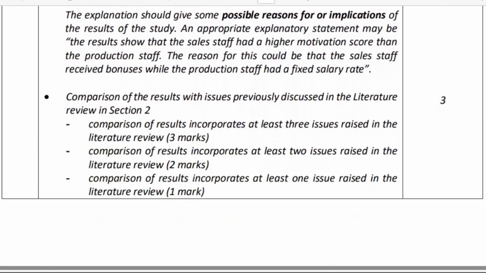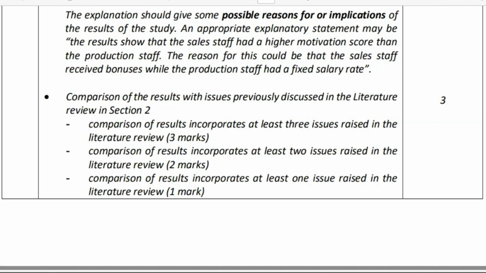And look at this section here, comparison of the results with issues previously discussed in the literature review. And that's what I was saying earlier. Compare results, because what if in your literature review you found out that the autocratic leadership style is very demotivating for workers, right? Let's say you found that out from your research. If that was something that was supported in your lit review, then you can say this is supported by whatever source, that indicated that the autocratic leadership style demotivates workers.